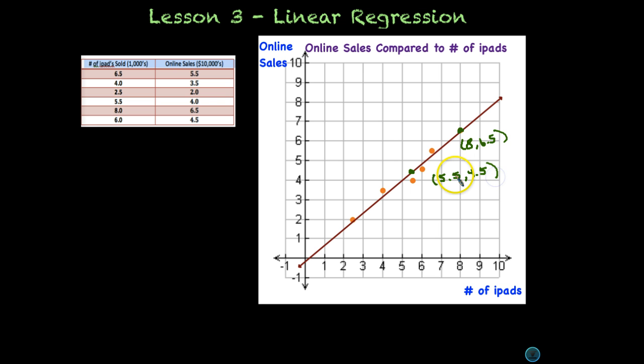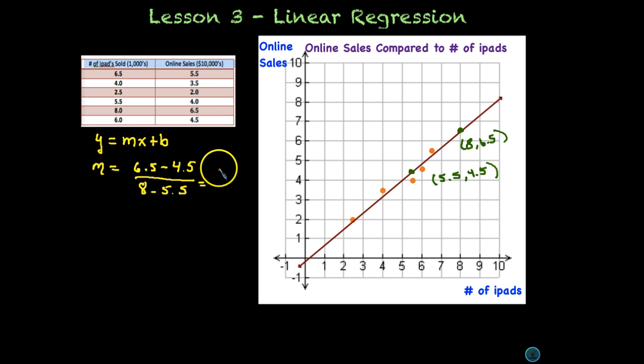Okay, now that I've identified my points, I'm ready to create my line of best fit. So the first thing I need to do is find my slope. Remember that a line of best fit is in the form y equals mx plus b. My slope is the m portion. Remember that slope is the change of y over the change of x. So I'm going to pick one of my y points. I'll use 6.5 and subtract the 4.5 and then put that over my change of x. So that would be 8 minus 5.5.